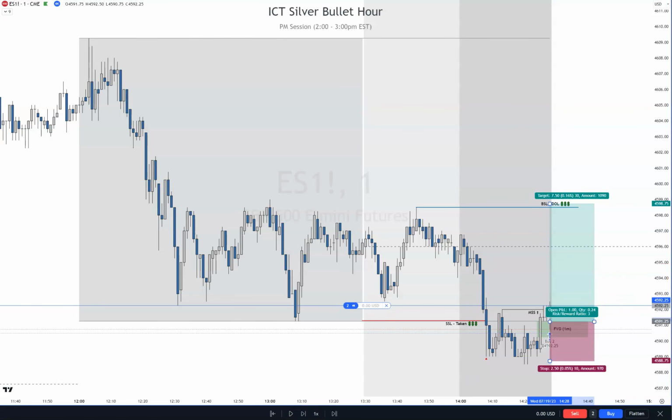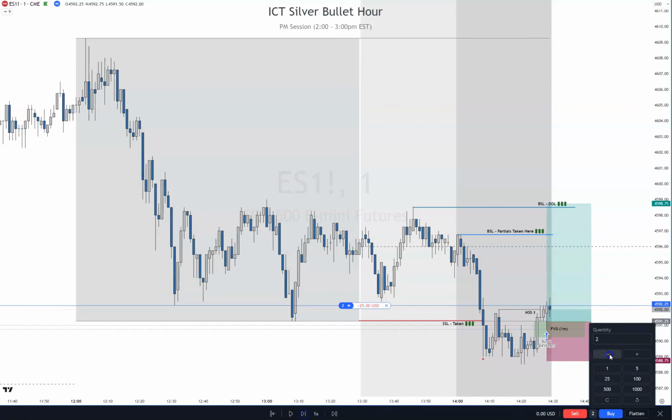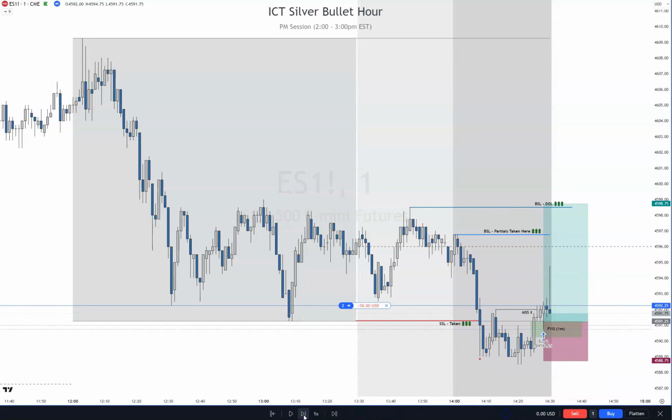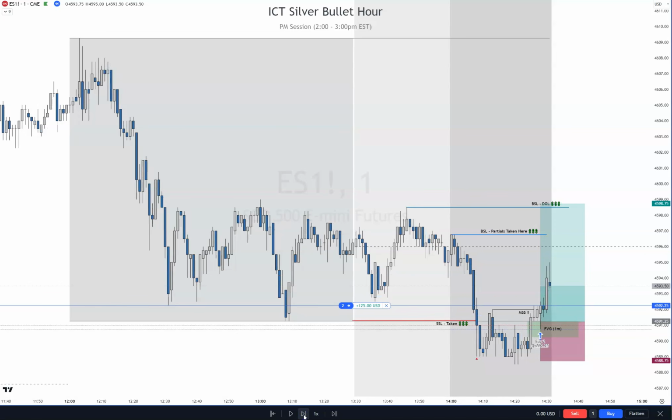Where would I take partials? I'd take partials right about here. Now if I did that, that's going to be right about 5.5 handles. So just showing you what I'm aiming for here. We'll see how this goes. I did buy 2, so let me change this to 1 so I can take my partials if it gets there. Now when it hits the partials, if it does, I'm going to be moving my stop to break even.